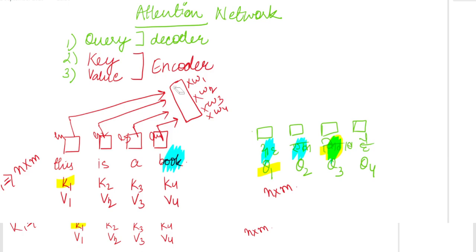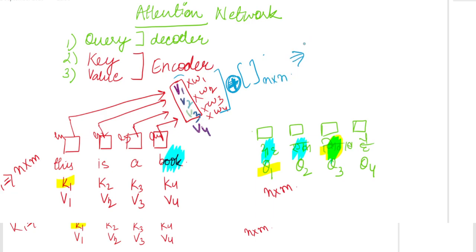After that, we take these weights and multiply them with the original embedding values, V1, V2, V3, and V4. So if you look at the formula for attention, we add all of these matrices. This is all the matrices, so you will get a matrix of n cross n.